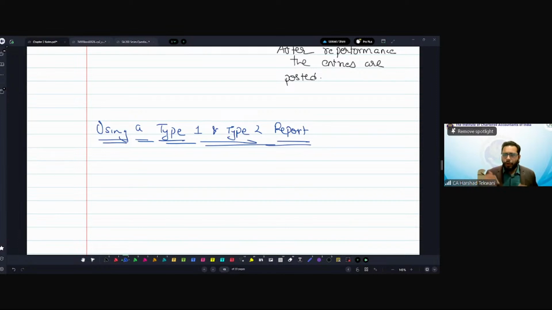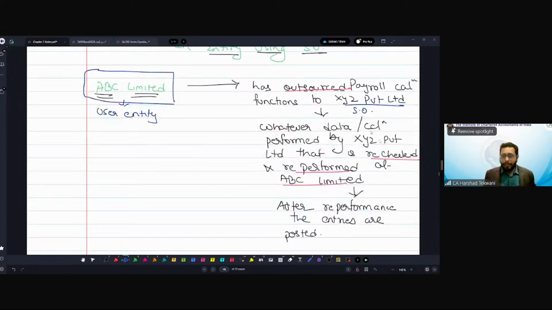Before I go to the using of type 1 and type 2 reports, tell me one thing: is it necessary to obtain a type 1 or type 2 report when I'm using a service organization and their transactions are impacting my financial statements? Let's assume that XYZ Private Limited's data is directly posted as an entry. So the functions performed by the service organization are impacting my financial statements. Is it necessary to obtain a type 1 or type 2 report?